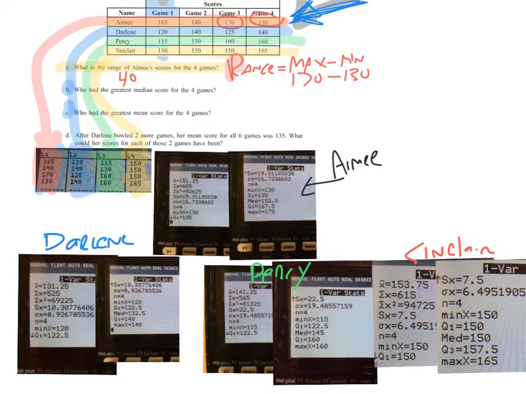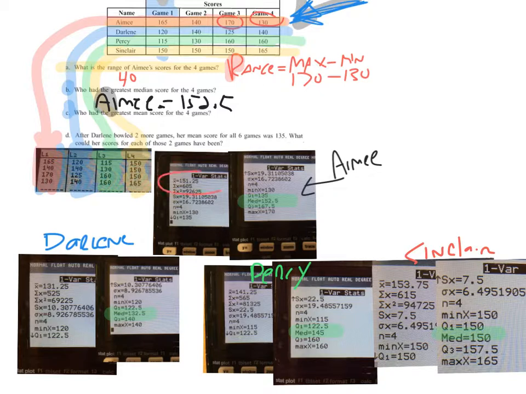For letter B, who had the greatest median score? So it looks like here we have Amy is 152.5 for the median, Darlene 132, Percy 145, and Sinclair 150. So it looks like the greatest median is going to be Amy, who had a 152.5.